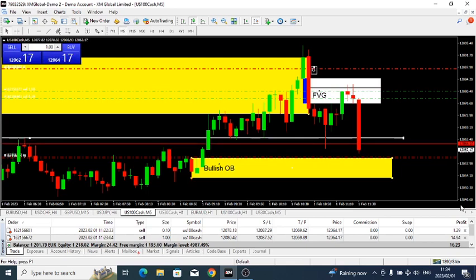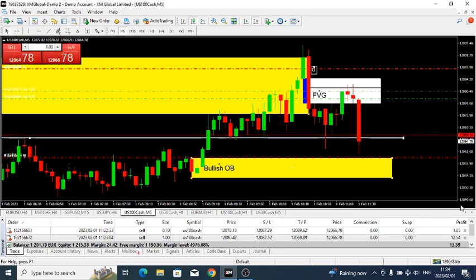Price action, people. Don't stress yourself. Learn to read the candles because they've got a story to tell.